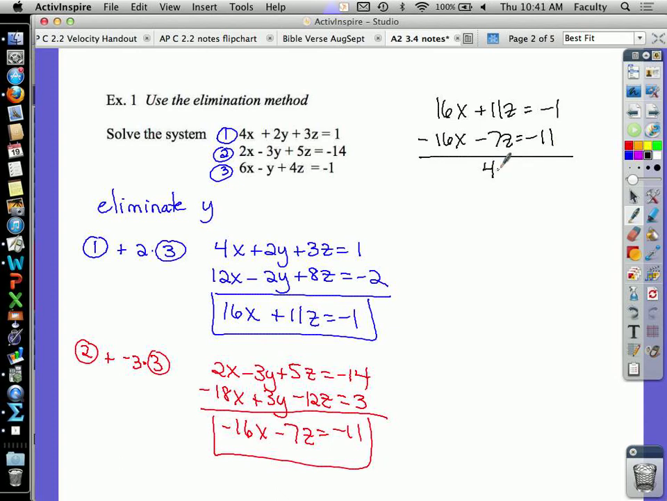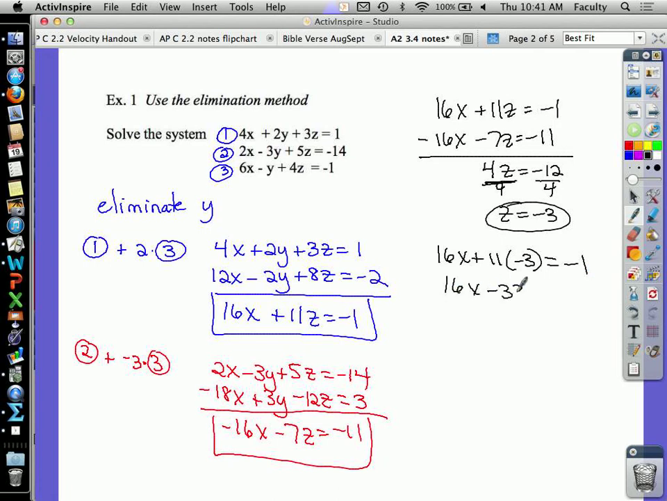So I add these together and I get 4z equals negative 12. Divide by 4, z is negative 3. Now we're going to do a technique called back substitution. In this previous equation, the 16x plus 11z equals negative 1, I could plug z in and find x. So that's what I'm going to do. I take 16x plus 11 times negative 3. And so I'm back substituting. So I get 16x minus 33 equals negative 1.